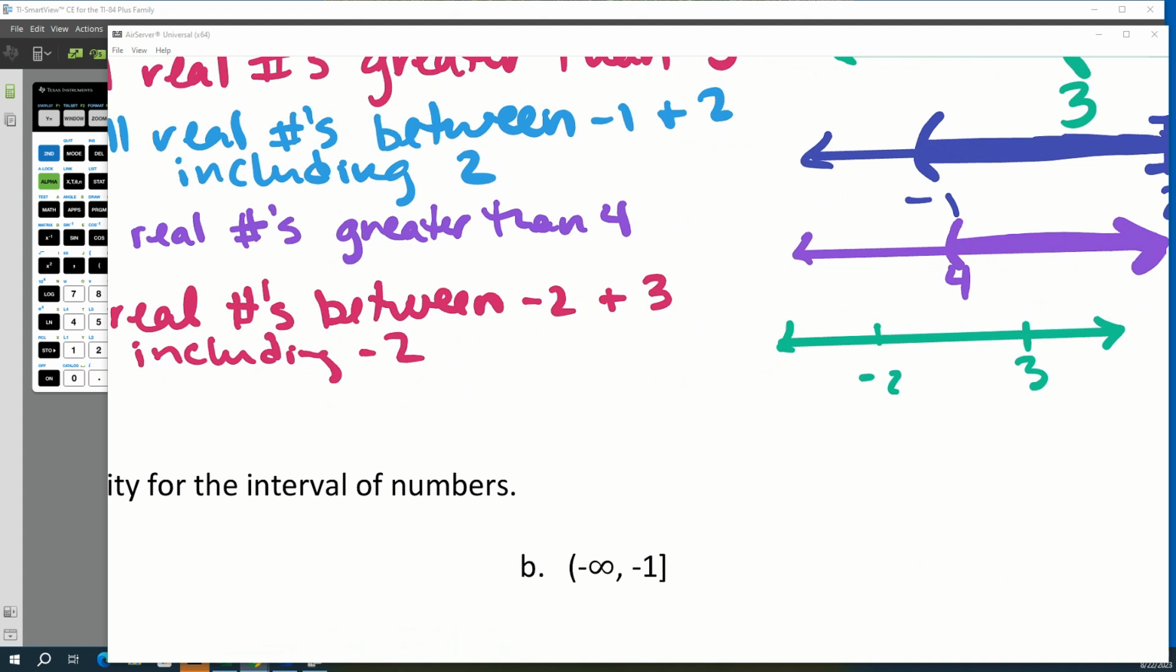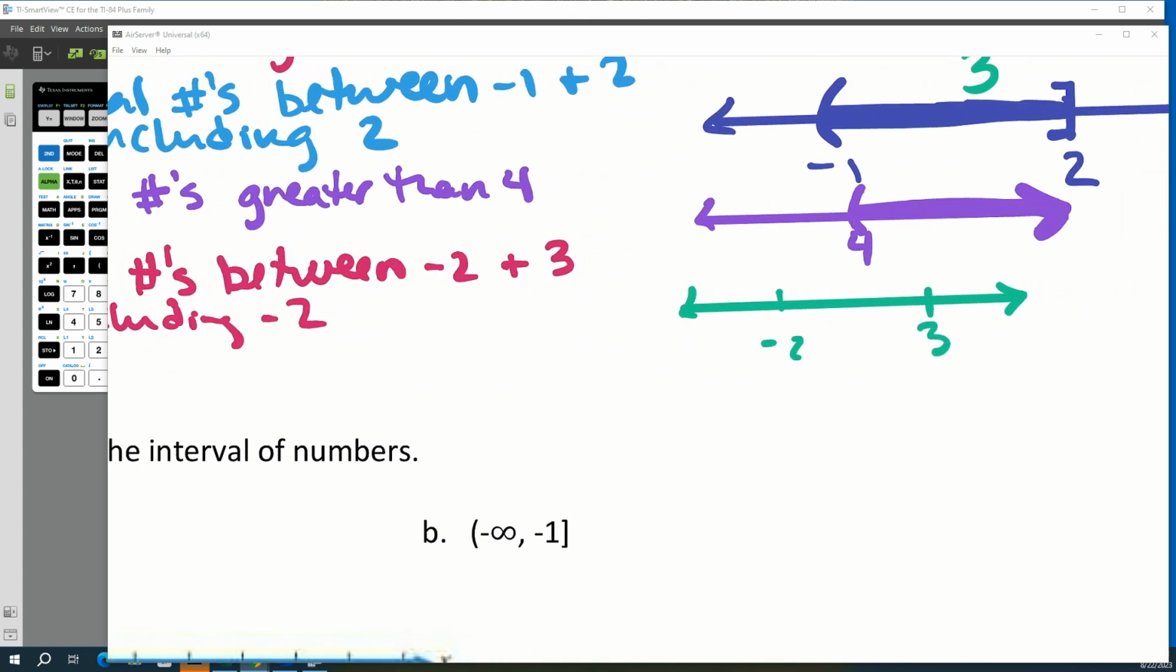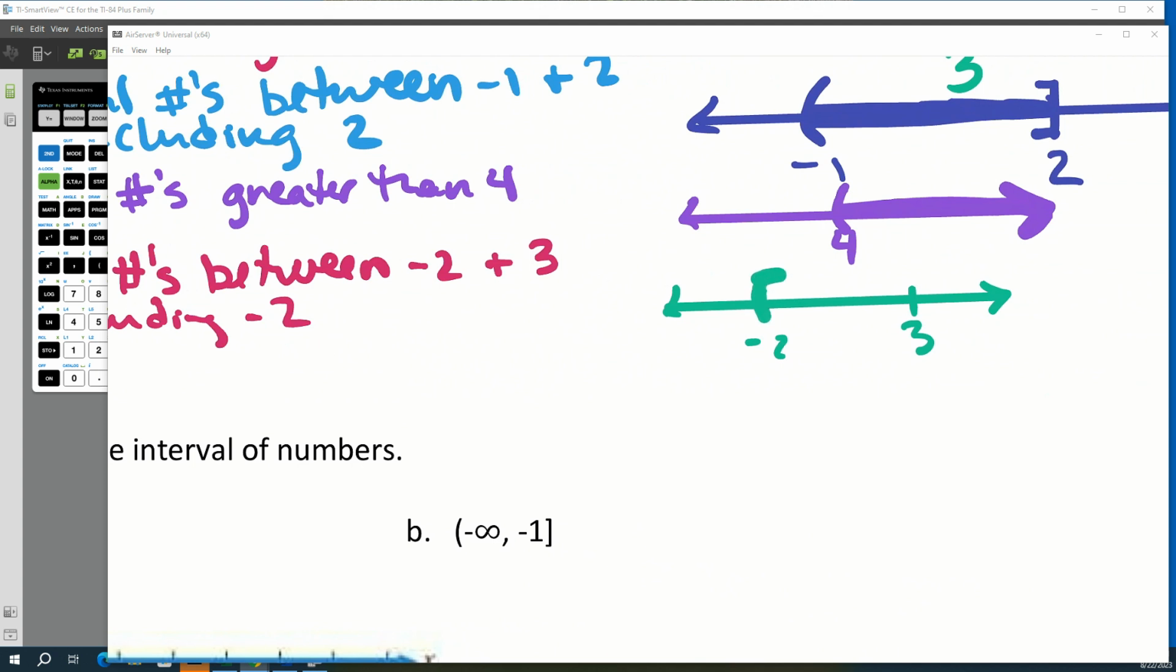Now, when you guys go to do these, I think you're going to like that we're doing brackets and parentheses because you just match up with what's in your interval. So because I had a bracket on -2, I'm going to have a bracket on -2. That's supposed to be a bracket. And then parenthesis on 3, and we just shade in between.